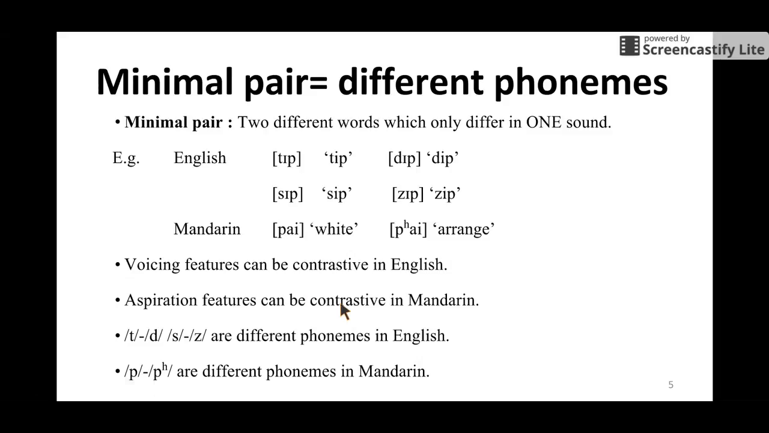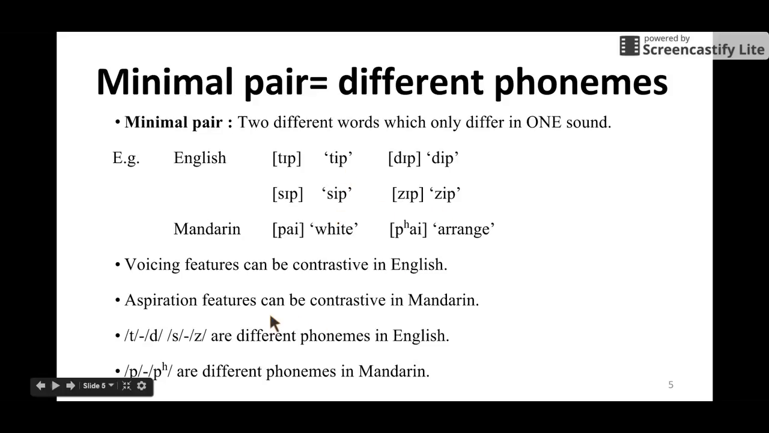This is still a review. A minimal pair is two different words which only differ in one sound. So in English we have this pair, tip and dip. The only difference is the first segment, t and d. Another example, sip and zip. The only difference is this one. The only difference between t and d is the voicing. Same here, s and z. The only difference between these two sounds is the voicing. So the voicing feature can be contrastive in English. Contrastive means we have two different meanings, right?